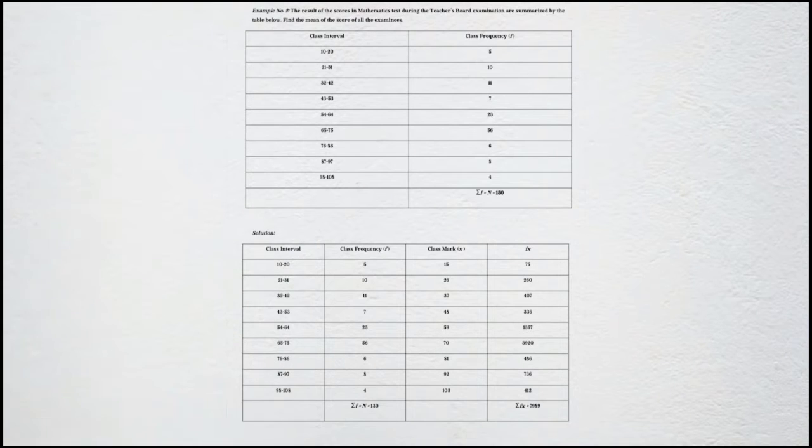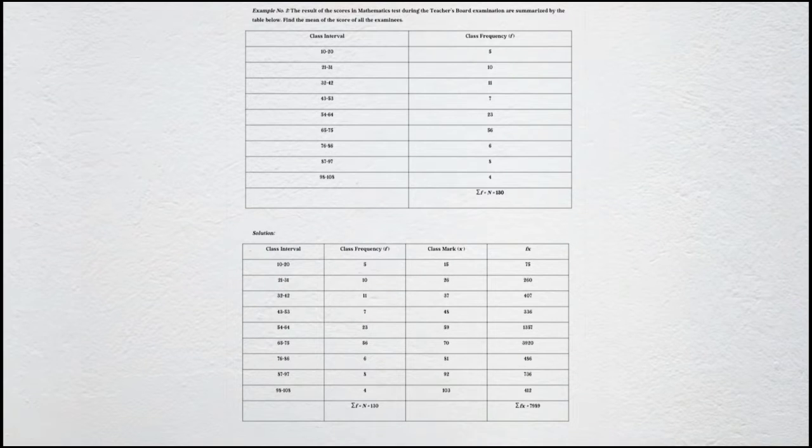Then the class mark. How did we get the class mark? To get the class mark, go back to the class interval. Just add the 2, like 10 plus 20 equals 30, divided by 2 is equal to 15. And then also for the others, like 21 plus 31 is equal to 52, and then divided by 2, then 26.